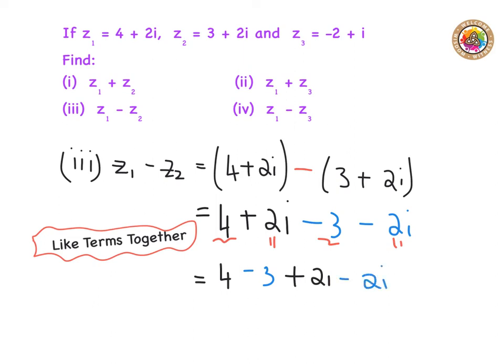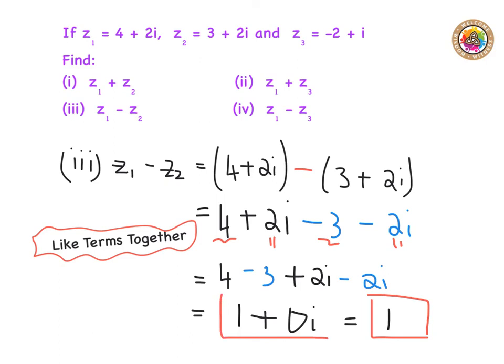Okay, and so 4 take away 3, well, that's 1. And 2i take away 2i, well, that's plus 0i. Or it leaves us with an answer of just 1. Okay, so that's what z1 minus z2 happens to be equal to. But again, these would be our coordinates for the Argand diagram, that it would be 1 on the real axis and 0 on the imaginary axis.